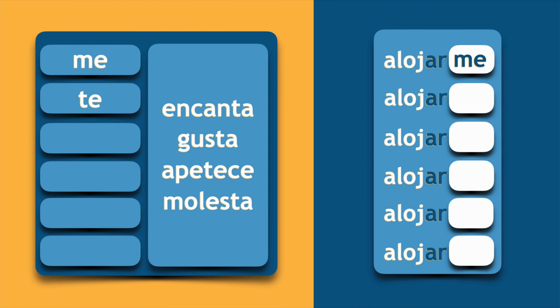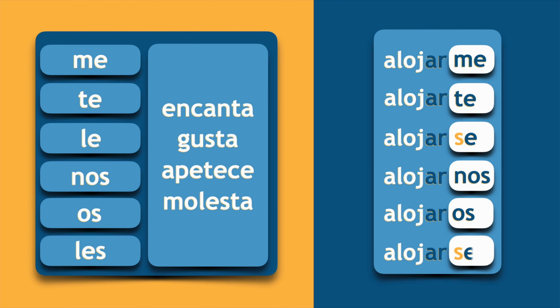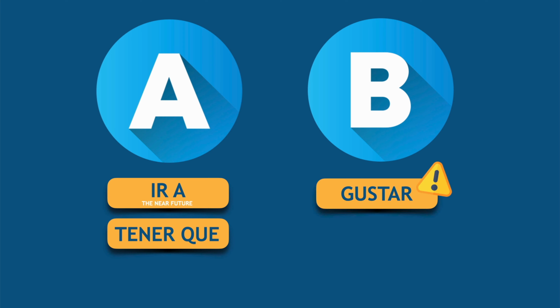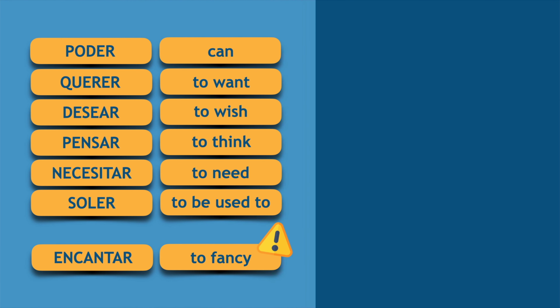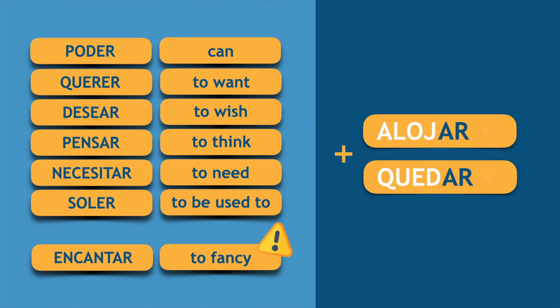Te encanta alojarte. Le encanta alojarse. Nos encanta alojarnos. Os encanta alojaros. Les encanta alojarse. Obviously, this explanation will apply to any other verb that triggers an infinitive, like the ones that you have in the list.